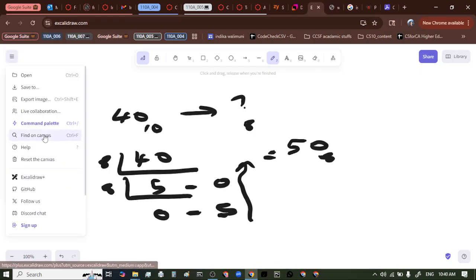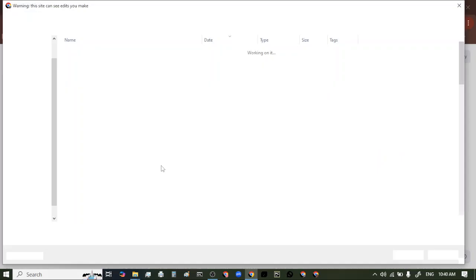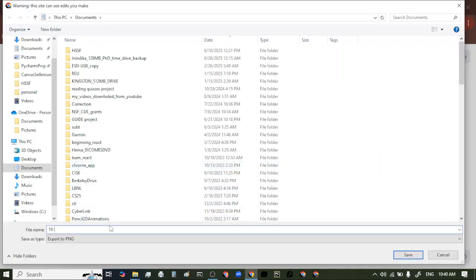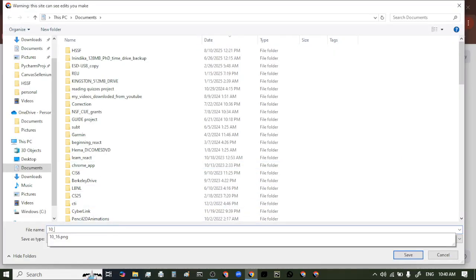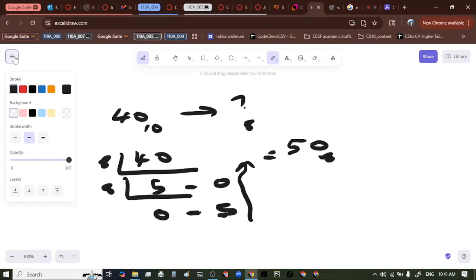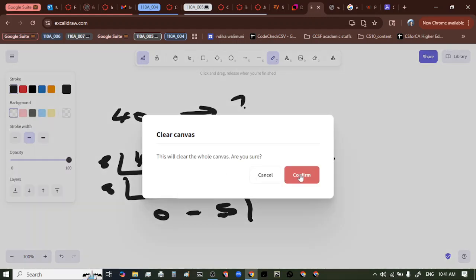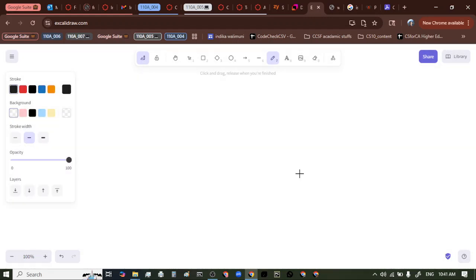So let me quickly save this one, 10 to 8. All right. And so let's do the other way around now. Okay, so we learned from decimal to whatever the base, including binary, right?